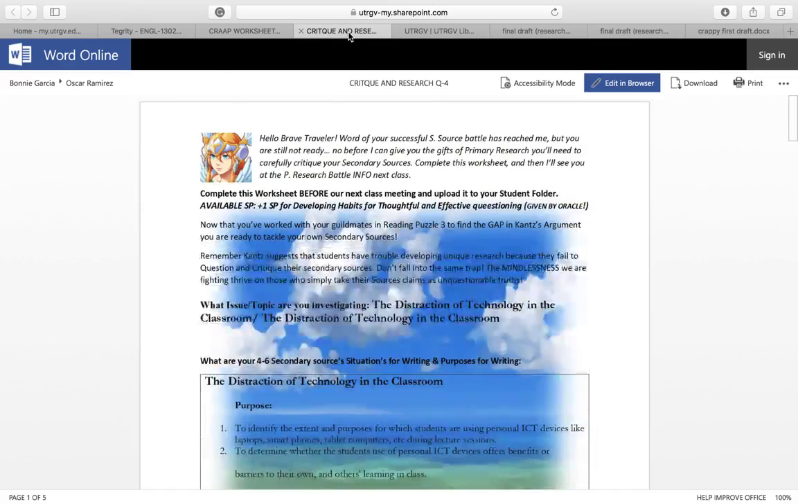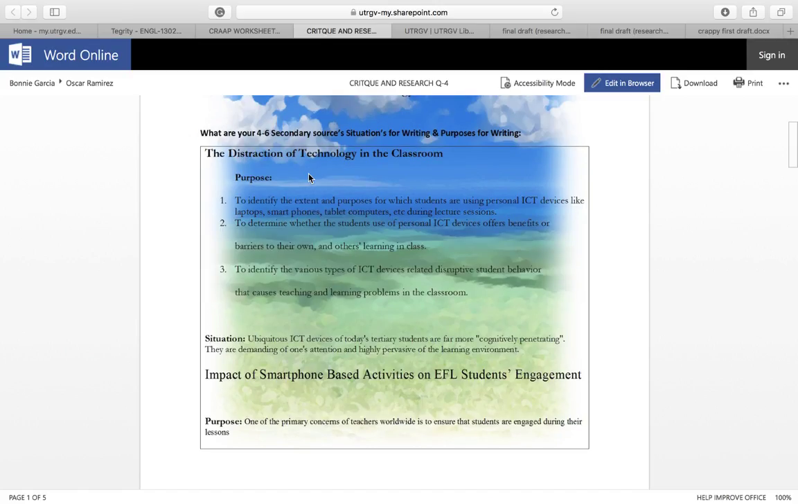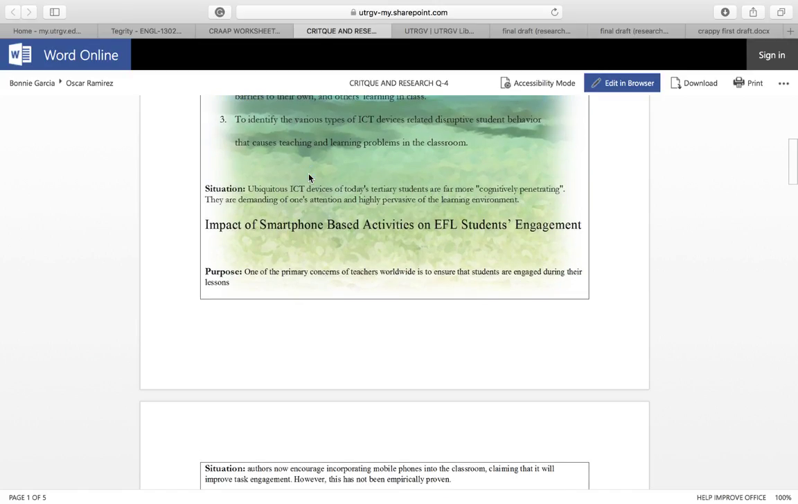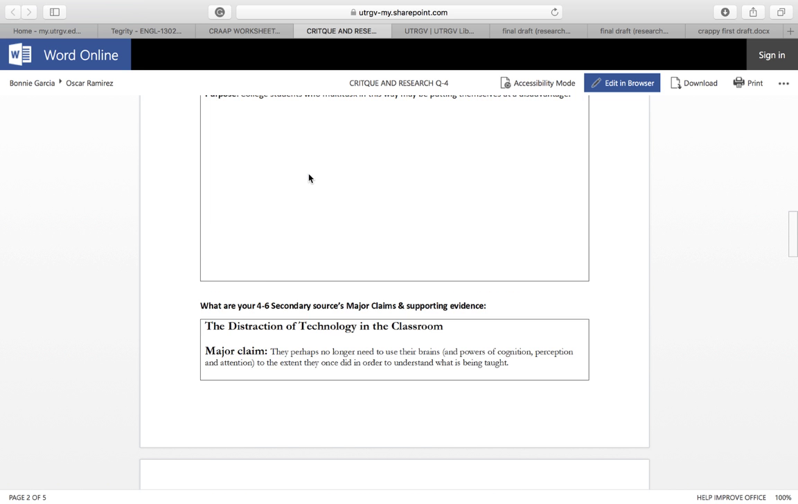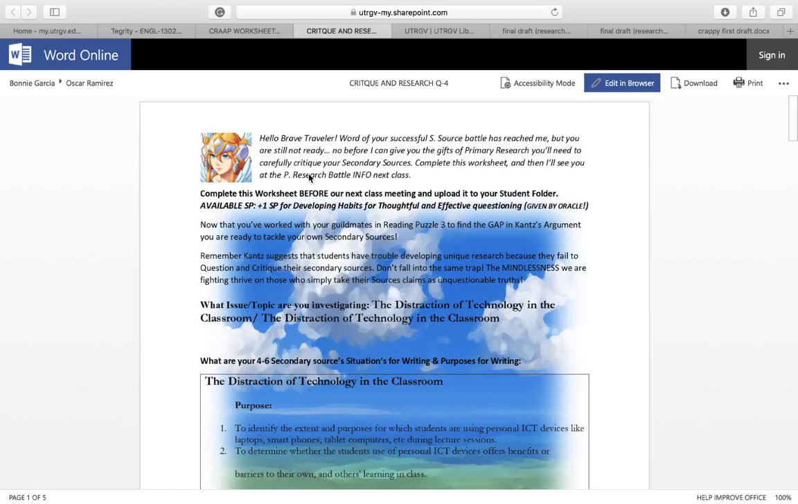The next thing that really helped me also was the critique research. This one helped me set out what were the purposes, the situation, the major claims, and the supporting evidence. It made me figure out what the article was talking about in a faster way. It helped me not waste so much time like before, when I would go through the article reading it word by word. Now this gives me a goal for what I'm looking for in order to see if the research is actually good. And so that was very important for me.